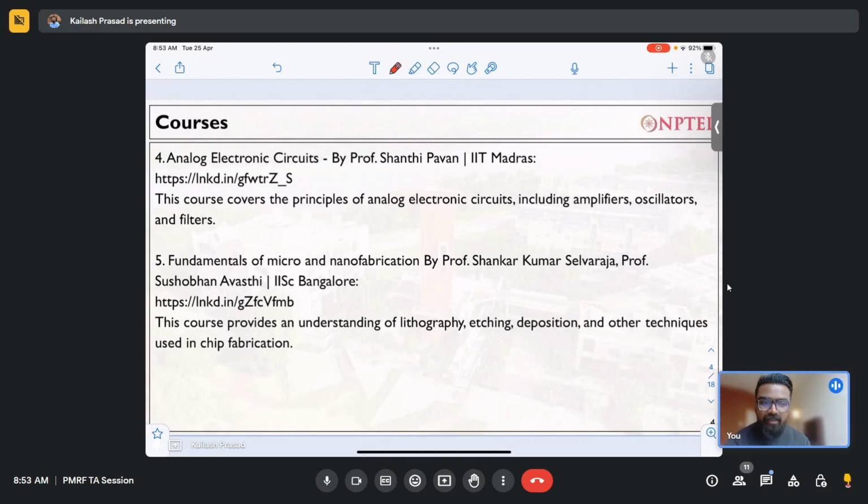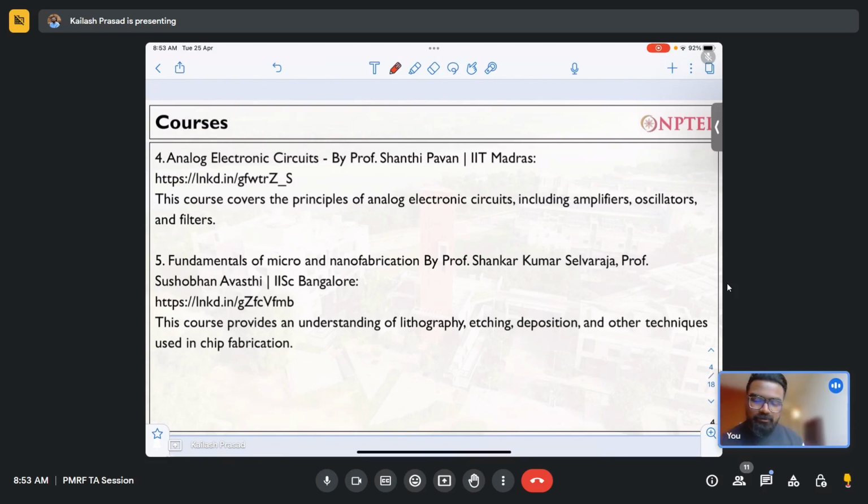Professor Santi Pawan, I must say, is one of the greats in analog design, and a leading analog researcher in India. Both Professor Santi Pawan and Professor Nagendra Krishnapura from IIT Madras are doing wonderful work, and you can follow their work. They are among the most prominent names in analog design across the world. So that was the fourth course.